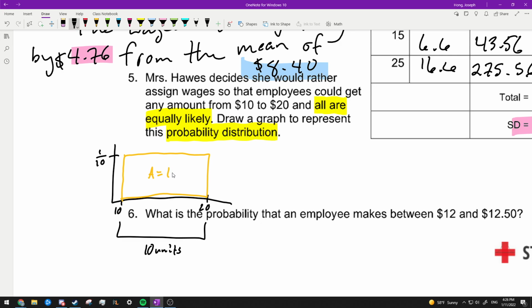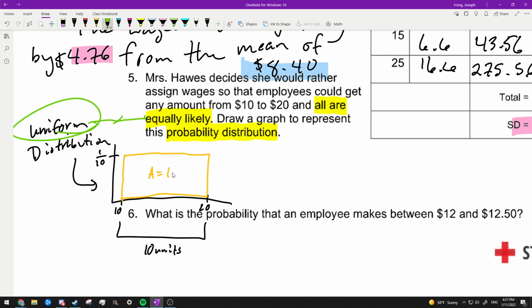And just for a reminder, this is called uniform distribution. It's called uniform distribution because uniform pretty much means equal. So there's an equal chance of you getting whatever value from 10 to 20, between $10 an hour and $20 an hour. And of course you would label this: this would be your wages per hour, and this would be your probability.